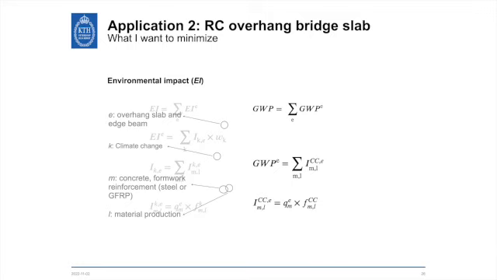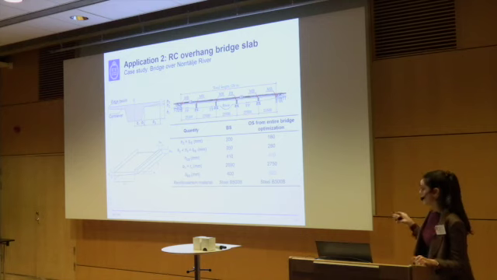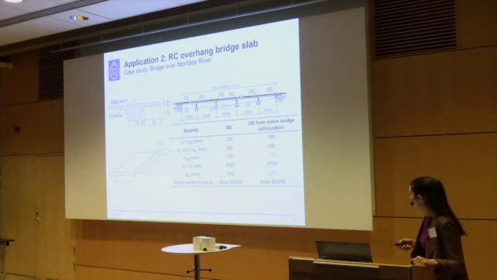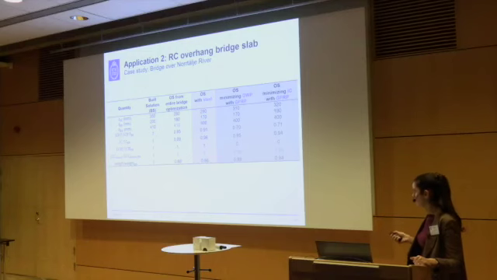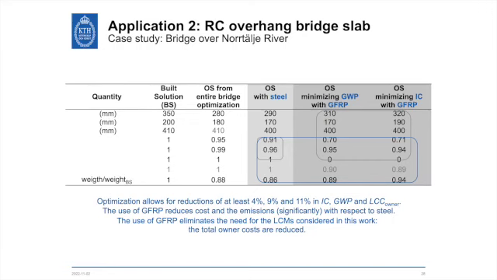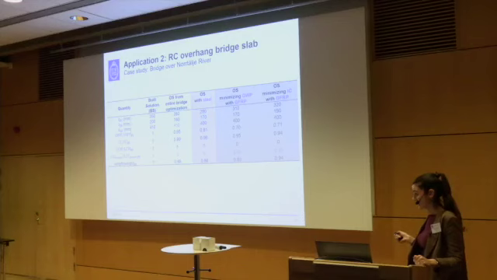In this case, I made it simpler. I only look at CO2, so I only look at global warming potential. Again, same case study, so we'll just skip over this slide, and I try to optimize alone this component. And here you see a lot of results. What you need to look at is, this column is what minimizes both cost and environmental impact using steel. And here instead we have minimizing CO2 using GFRP, minimizing cost using GFRP.